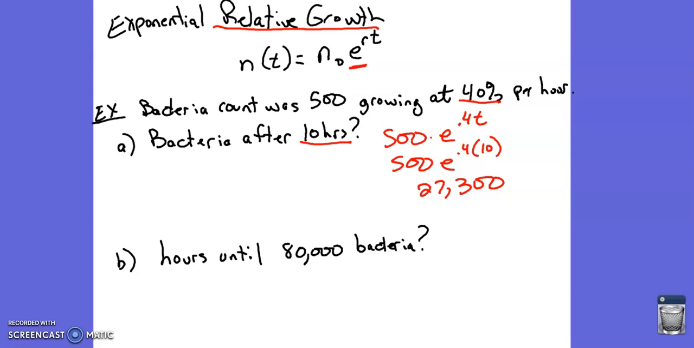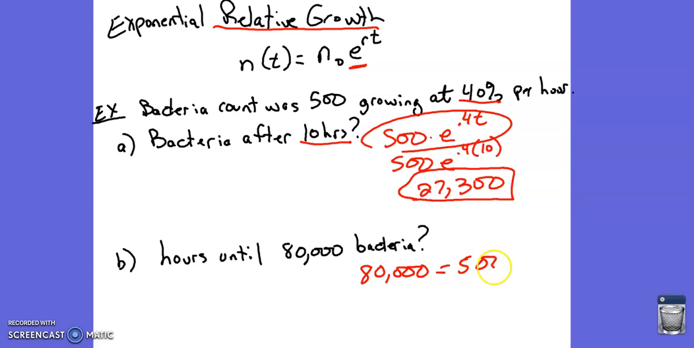Now, the next part B, hours until it reaches 80,000 bacteria. So we want to find out how many hours will take place until it gets to 80,000. So here we're going to have 80,000 equal, remember the function that we found up here. And then we're just going to solve this. So this is going to be e to the 0.4t equals 160. I divided both sides by 500.